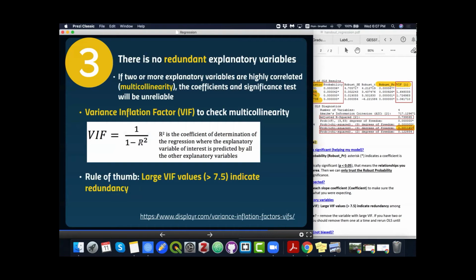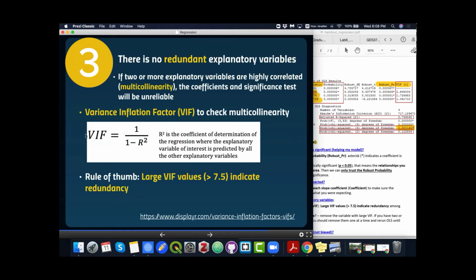So a large R-squared value means this explanatory variable is highly dependent on all the other explanatory variables. If the R-squared value is large, 1 minus R-squared is going to be small, and then the inverse of this difference will be large. And that is why a large VIF means redundancy.